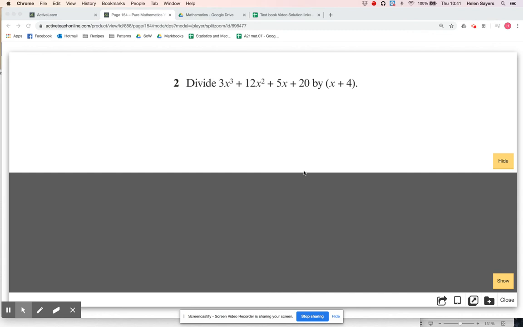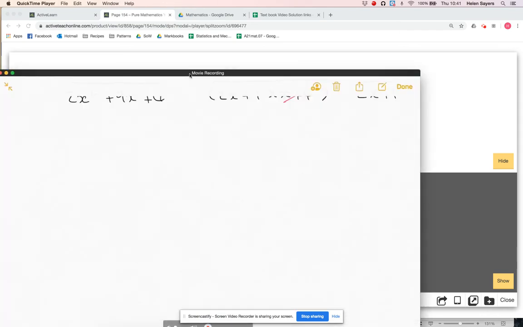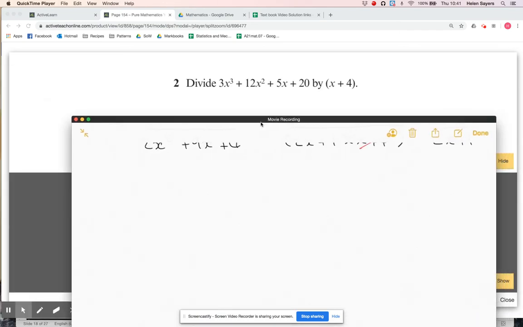Okay, so we're looking at mixed exercise 7 from the first year core textbook. So we're on algebraic expressions, and we've got some division to do here. Really the thing with division is you've just got options as to how you want to lay it out. So I'm trying to do 3x cubed plus 12x squared plus 5x plus 20, and that's all getting divided by x plus 4. So you've got three main options for this.